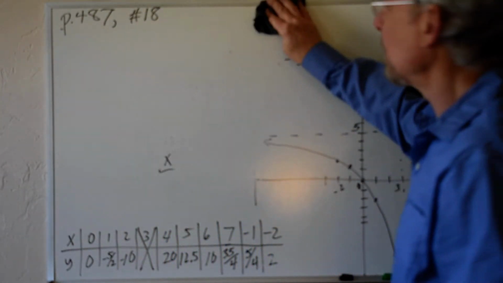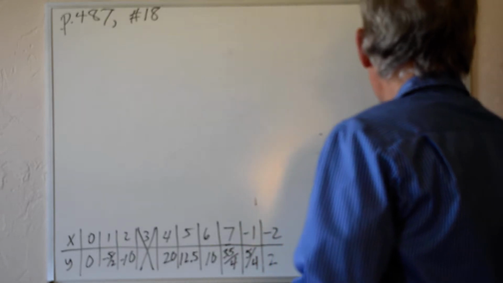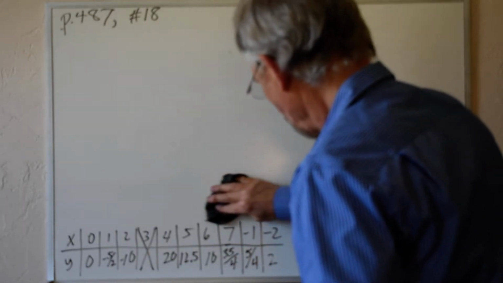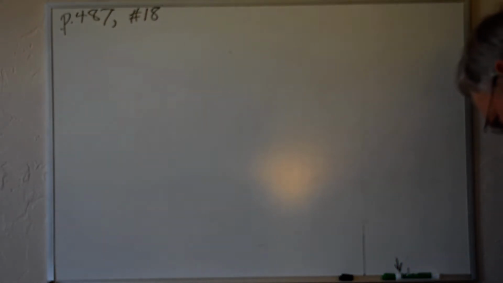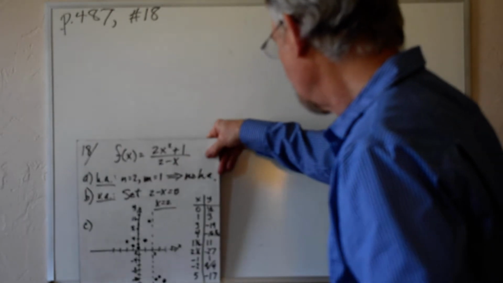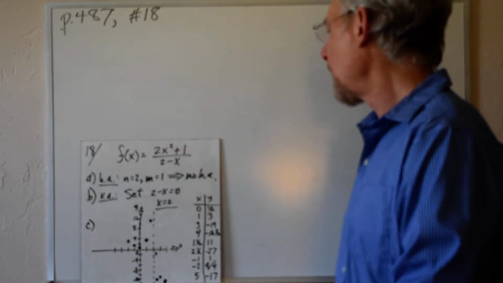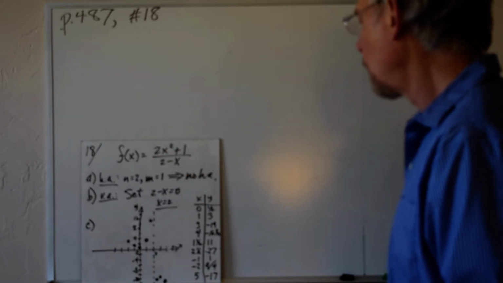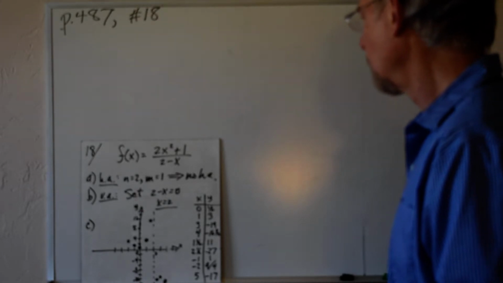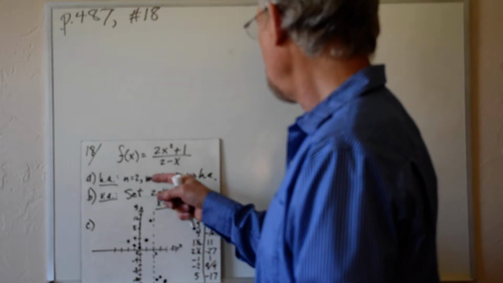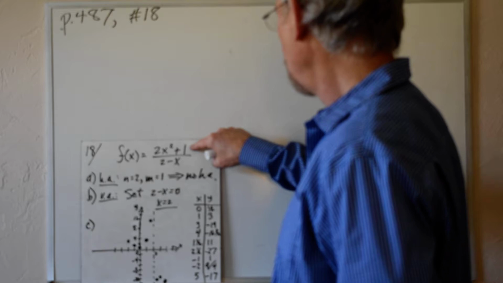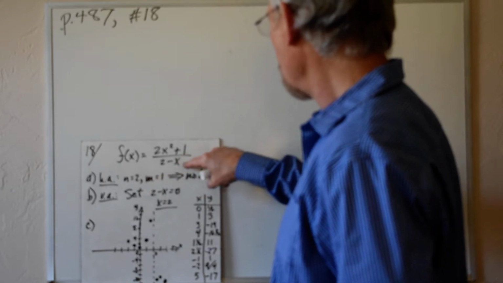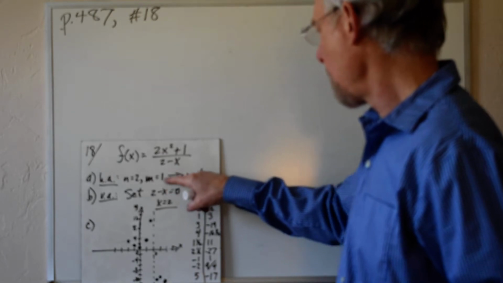Were you able to do number 18? Here's what your work should look like. The function is f of x equals 2x squared plus 1 over 2 minus x. I see that n, the degree of the numerator, is equal to 2. M, the degree of the denominator, is equal to 1.